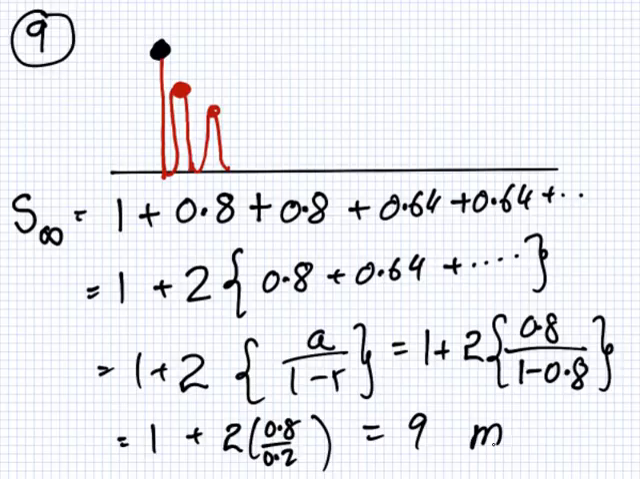9. Some people maybe got 4, they forgot to multiply by 2. And some people maybe got 10, and they forgot that it starts at the top. It didn't rise. So 9 was the right answer here.